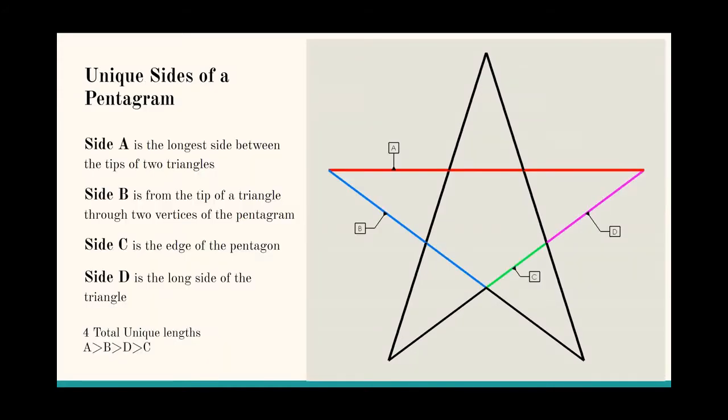So now we want to try and identify all the unique lengths that make up a pentagram. To begin, we can see that the longest length would be side A, and that goes from the tips of two opposite triangles. Side B is the side of a triangle and an edge of the pentagon. Side C is simply the edge of the pentagon, and side D is the long sides of the triangles. So in total, there are four unique lengths that make up a pentagram, and they decrease in size, starting at A being the largest, then B, then D, and then C.